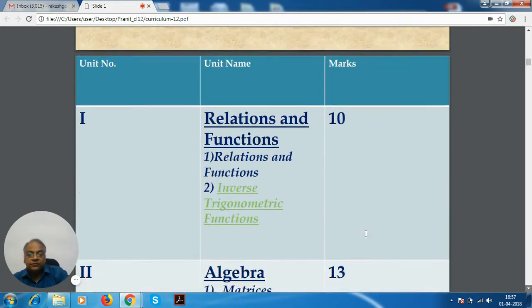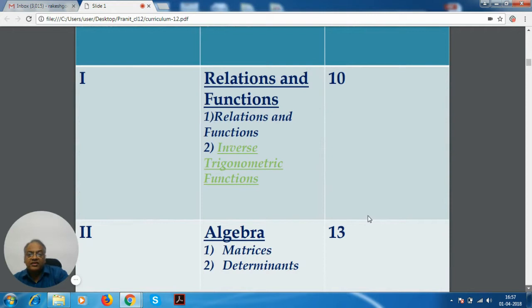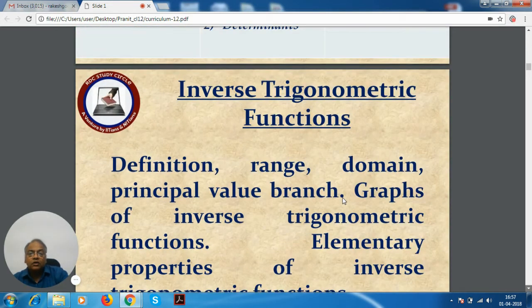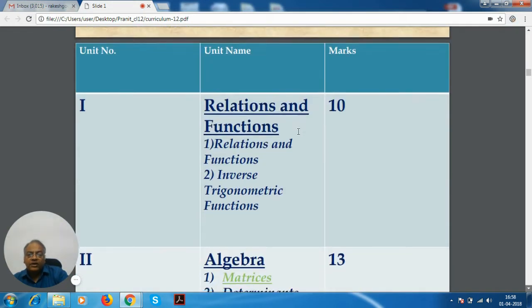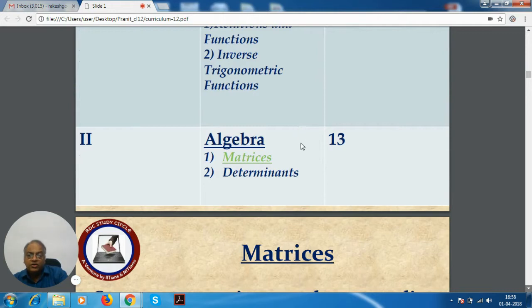Now, second chapter of the relations and functions unit is inverse trigonometric functions. In the inverse trigonometric functions, we have definition of inverse trigonometric function, range, domain, principal value branch, then graphs of inverse trigonometric functions, elementary properties of inverse trigonometric functions. After that, you have unit number 2, that is algebra.